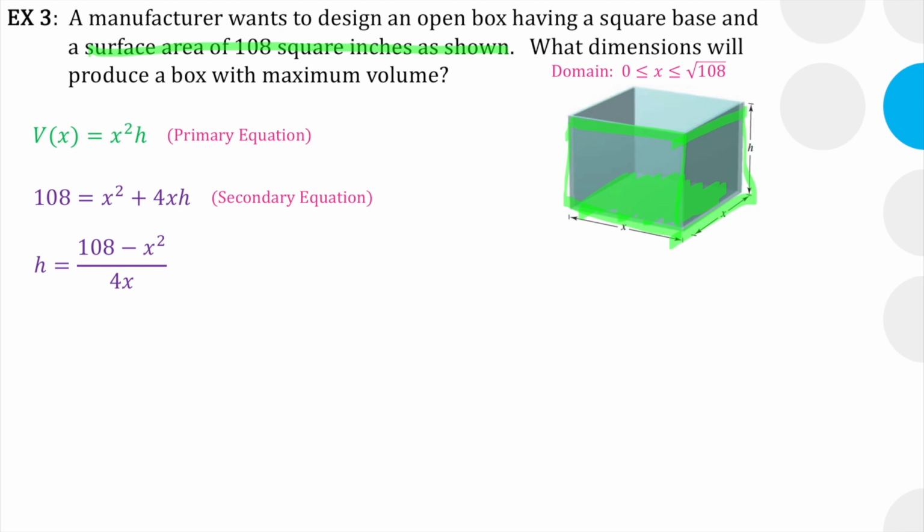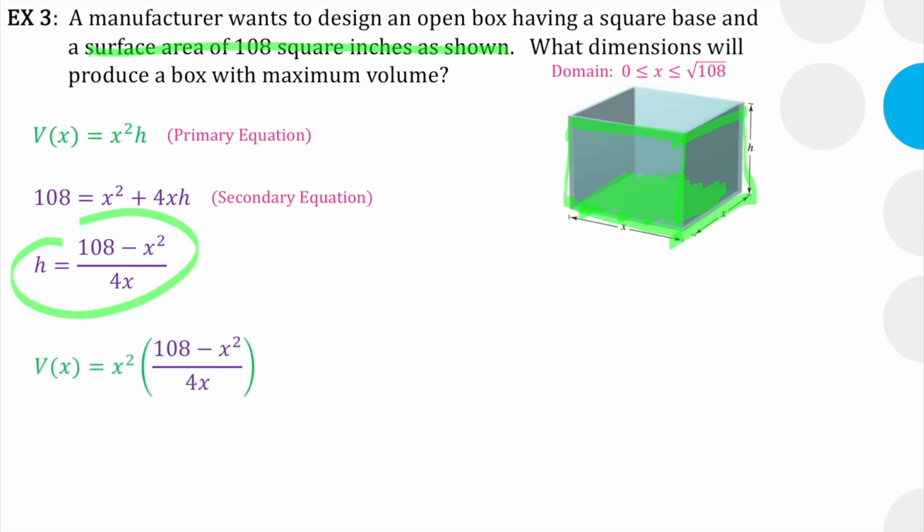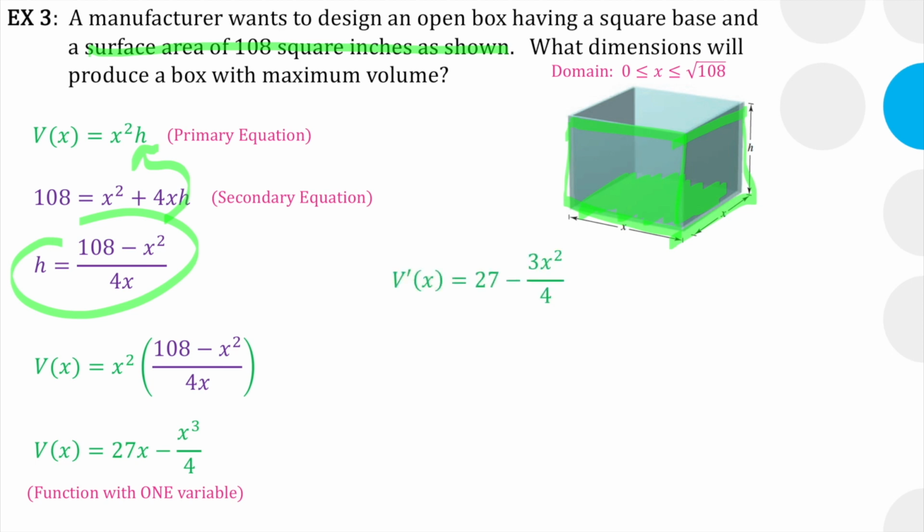Now we can use that secondary equation to solve for one of the variables. So I solved for h, and then plug h back into the primary equation, clean it up, and we have a function with just one variable. I think you can guess the next step is to take the derivative, set it equal to 0, and solve for x.